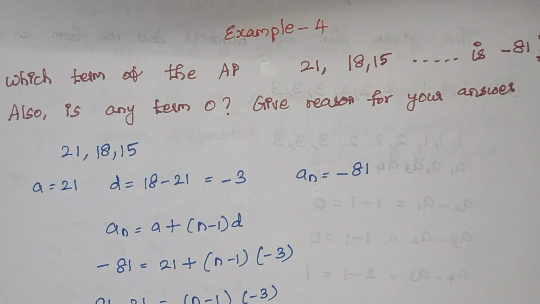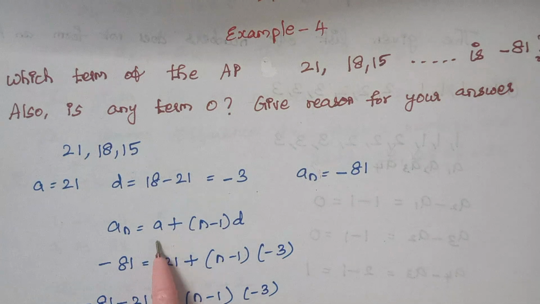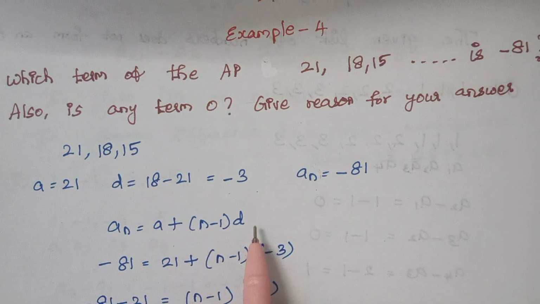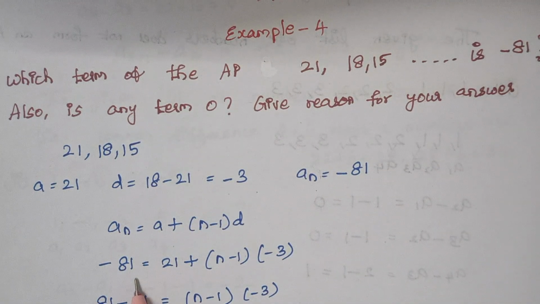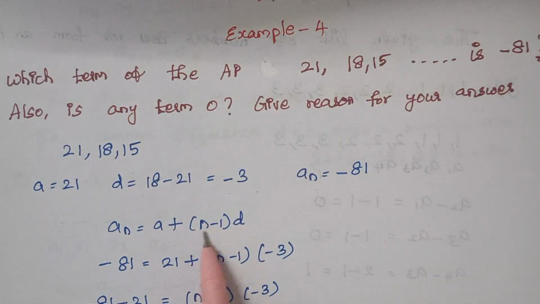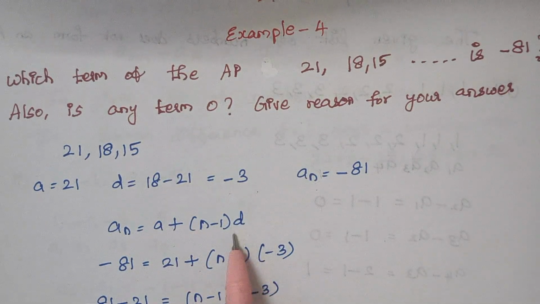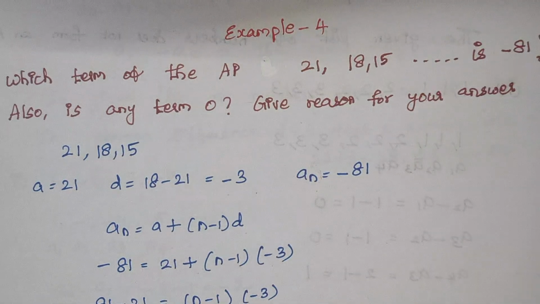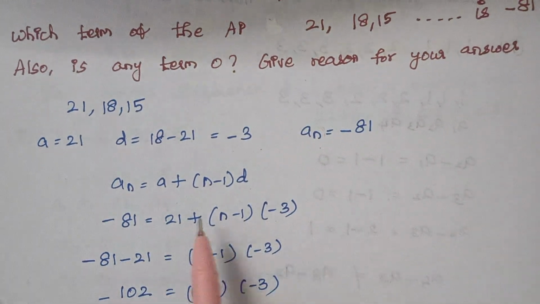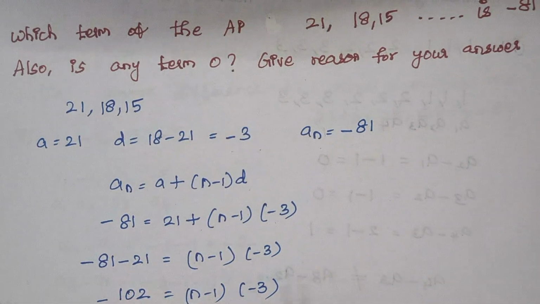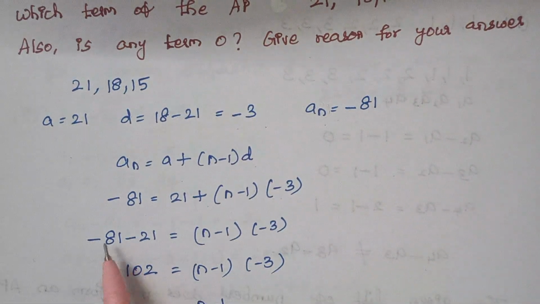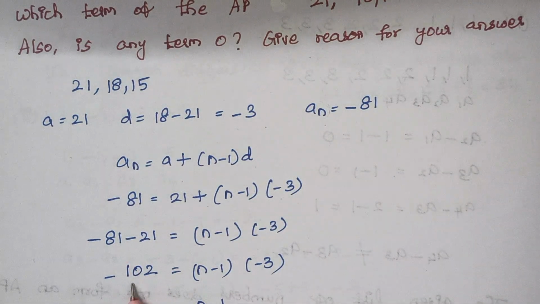So here the formula is again the same. an is equal to a plus n minus 1 into d. Here we need to calculate n. So an is minus 81, which is equal to a is 21 plus n minus 1, and d is minus 3. When you calculate here, first I am moving this plus 21 to the left hand side. Therefore it becomes minus 21. Therefore minus 81 and minus 21 makes minus 102.